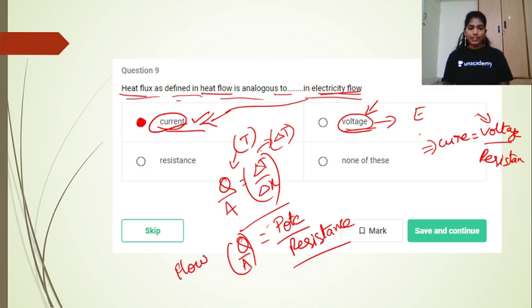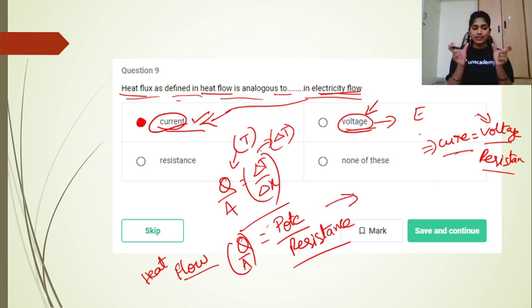From this property, flow is equal to potential by resistance, and here the flow is heat flow, which is nothing but heat flux. So current is equal to voltage by resistance. So don't get confused. Write the terms particularly. If they ask about potential, then temperature will be analogous with the voltage.